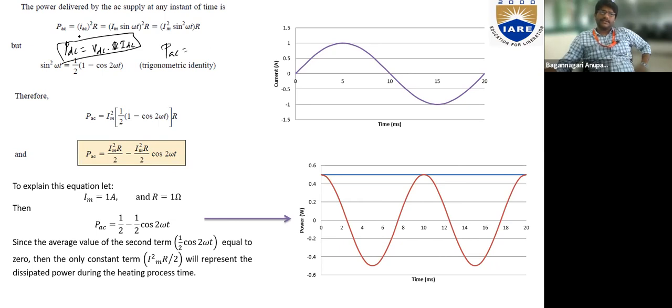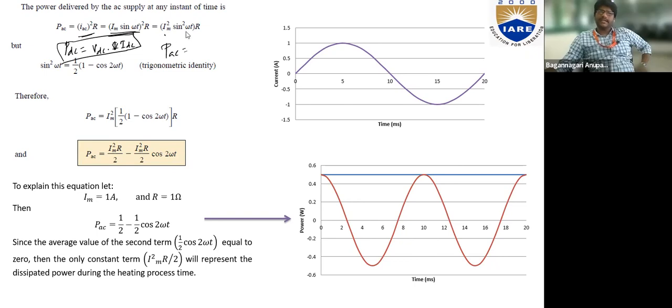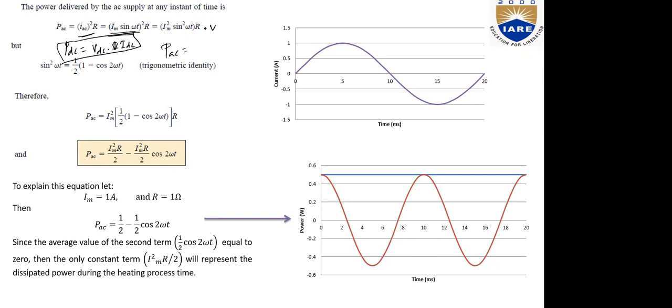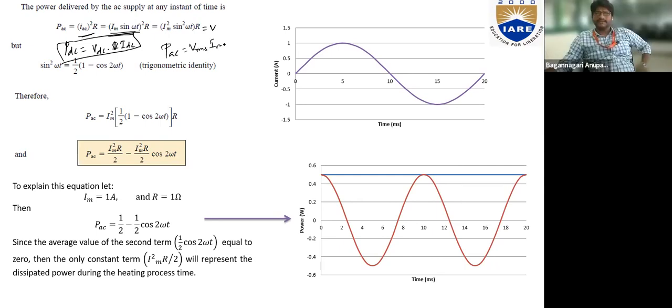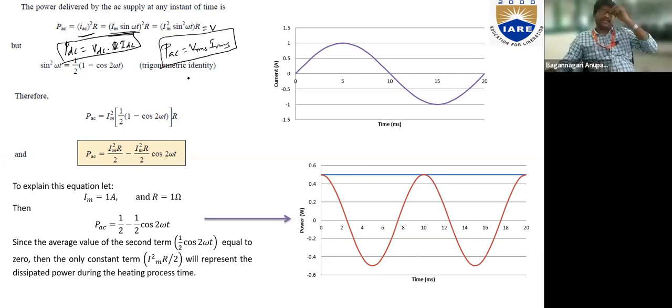We have to give it for I square R, where I is equal to Im sin omega t. And if I substitute that VRMS into IRMS, we can write the same equation for VRMS into IRMS. Or we have a fraction for RMS in terms of maximum. You can use that. We'll get V naught square by 2 then, V maximum.